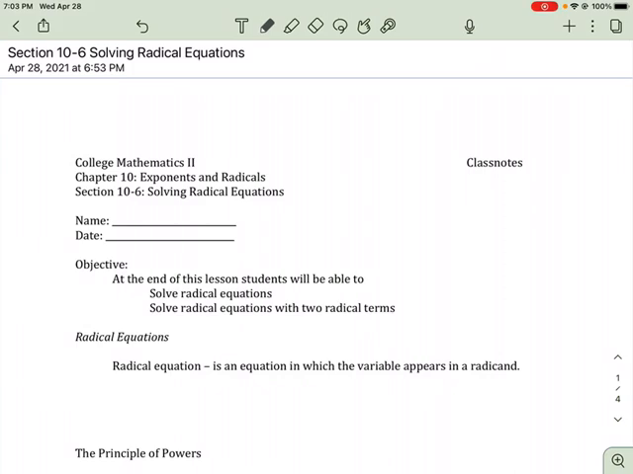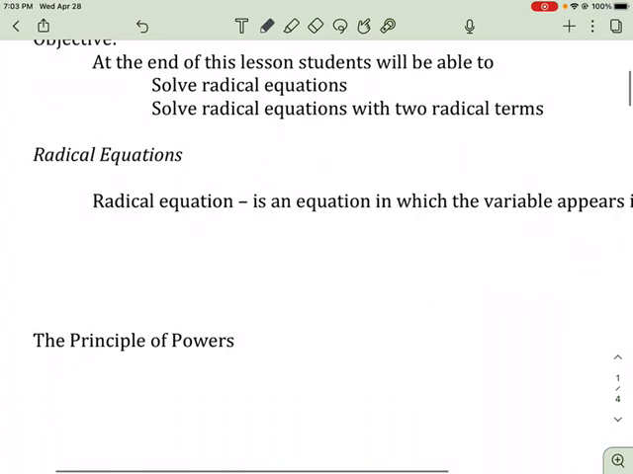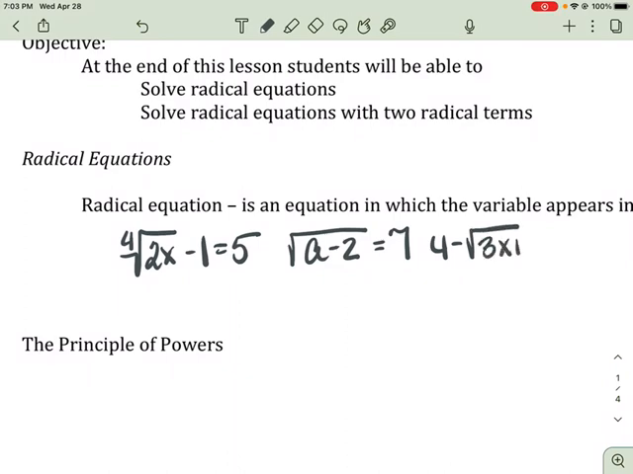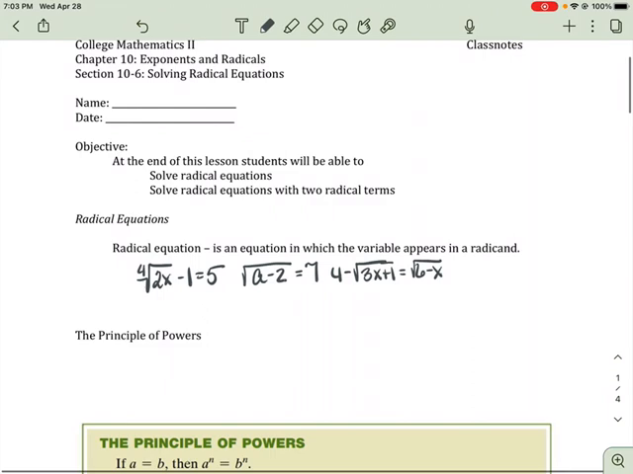All right, so let's first define what a radical equation is. A radical equation is an equation in which the variable appears in the radicand, meaning underneath the radical. So something like the fourth root of 2x minus 1 is equal to 5. Or the square root of a minus 2 is equal to 7. Or something like 4 minus the square root of 3x plus 1 is equal to the square root of 6 minus x. Yeah, that's pretty intense.